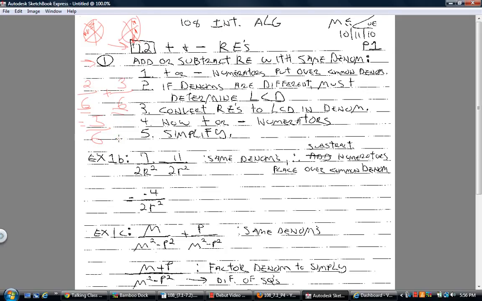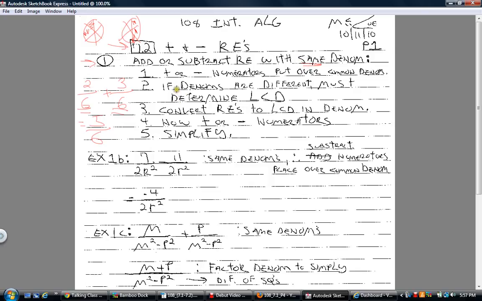Think of your concepts of adding and subtracting fractions. This page starts off with basically the same denominator, so we will tackle that, and then we'll tackle the harder ones on the next page. A couple of guidelines. 1, add or subtract the numerators, again, when you've got the same denominator.